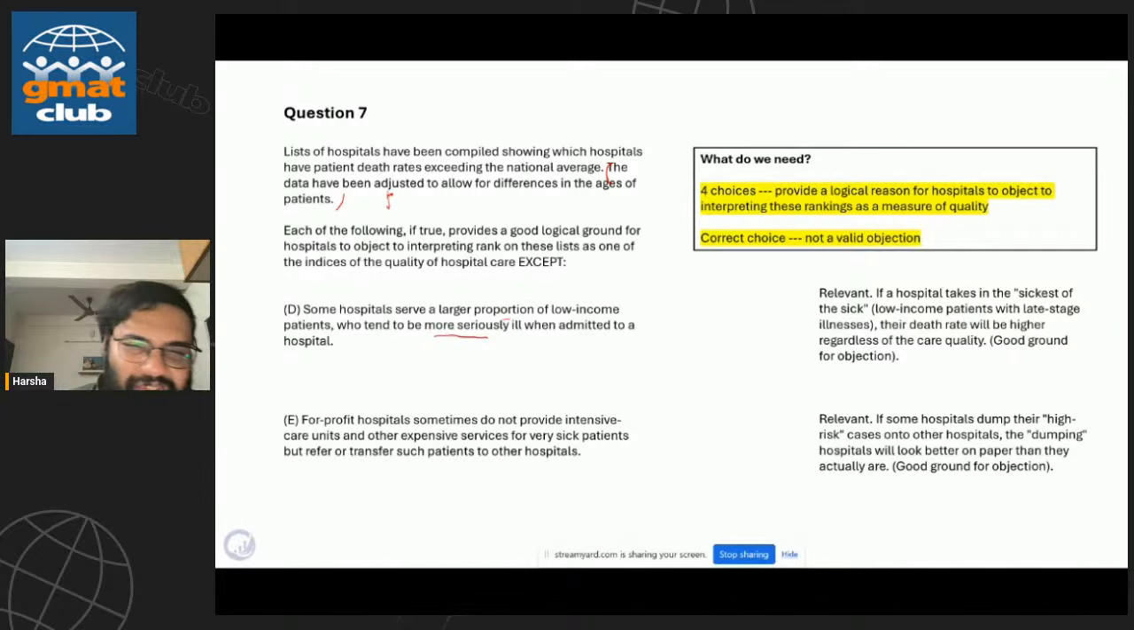So, any doubts on this question? I didn't see anyone choose E, so that's why I'm not getting into E. But just checking.